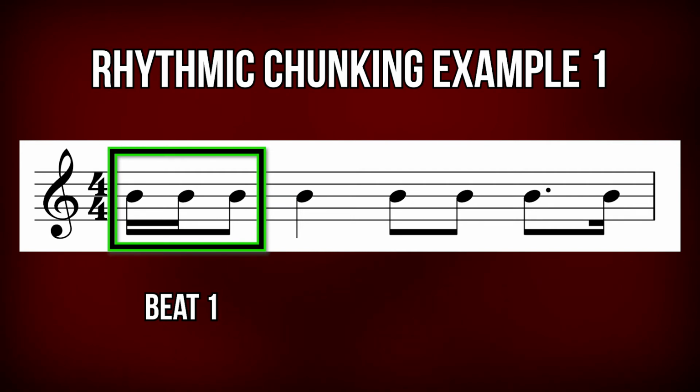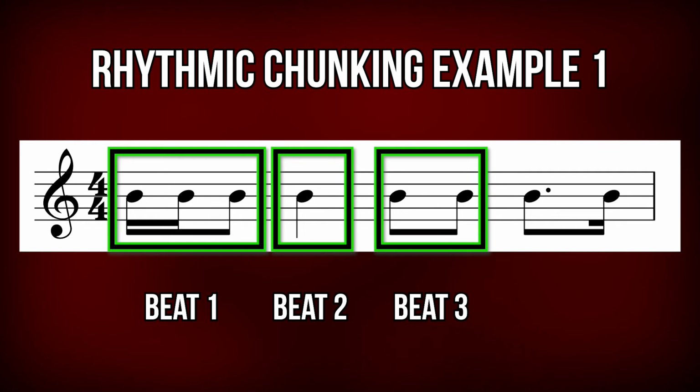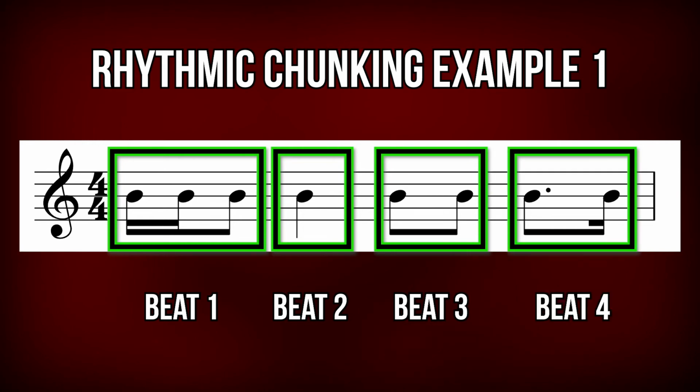So that equals 1 beat. That's 1 rhythm that we can find in 1 beat. Then right after that, we have a quarter note. So that's its own beat right there. Then we have 2 eighth notes. That's a beat. And then finally, we have this dotted eighth 16th rhythm, which is 1 beat.